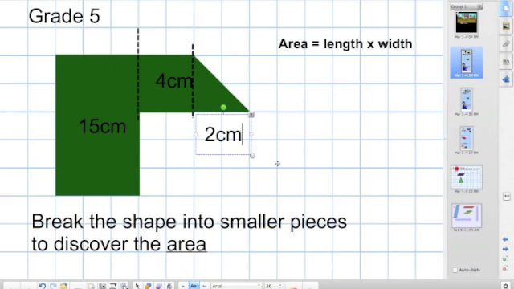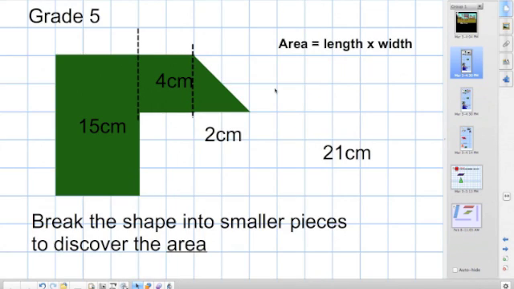To find the overall area for the entire polygon, we add them all together. 15 plus 4 gives us 19, plus 2 gives us 21 centimeters squared. That's how we determine the area for an irregular polygon.